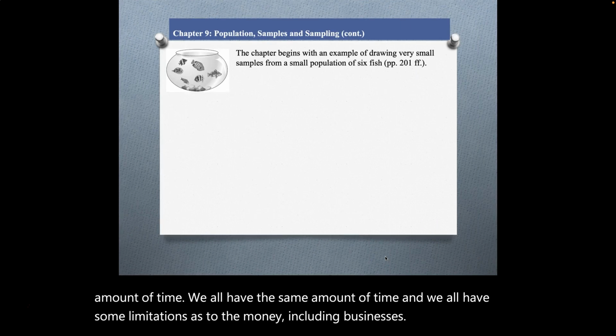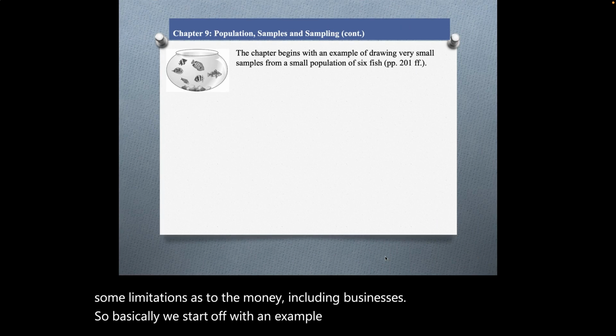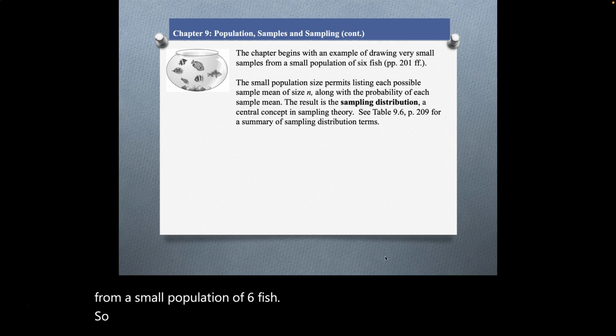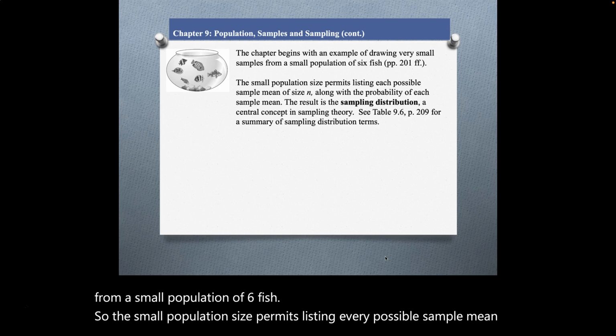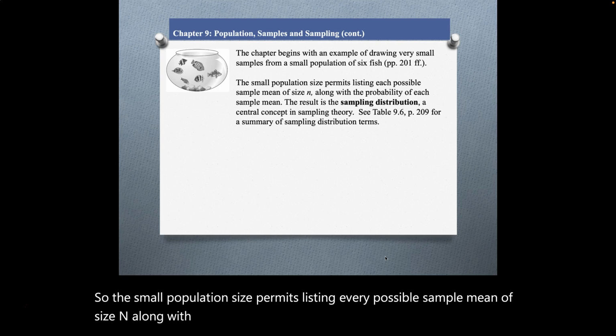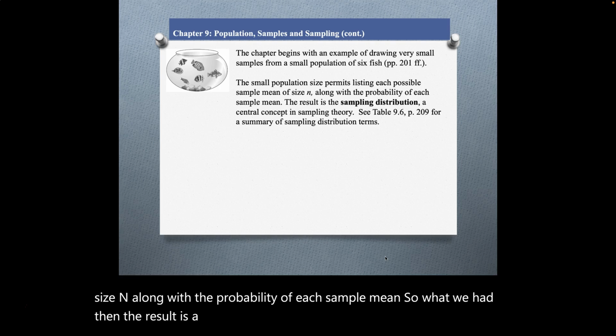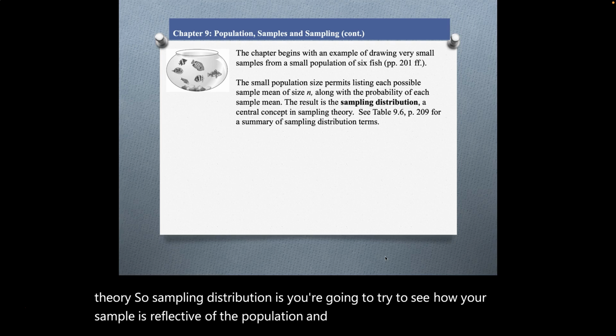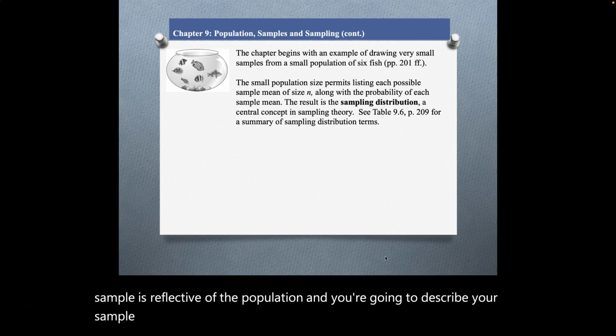So basically, we start off with an example of drawing very small samples from a small population of 6 fish. The small population size permits listing every possible sample mean of size n, along with the probability of each sample mean. So the result is a sampling distribution, a central concept in sampling theory. With a sampling distribution, you're going to try to see how your sample is reflective of the population, and you're going to describe your sample through descriptive statistics.